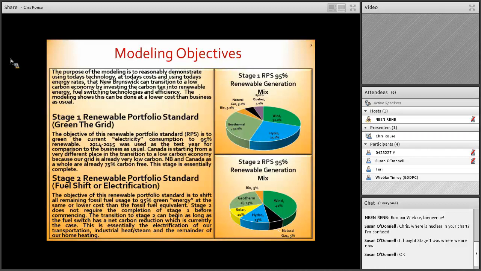Okay, so stage 2 renewable portfolio standard is again the electrification of all of the existing stuff. Our 2 other major sources of emissions are automotive and industrial. So switching all of these over to clean, green energy. So those are the objectives of the modeling.